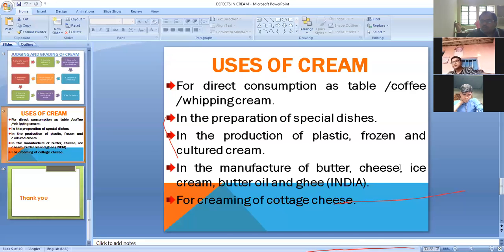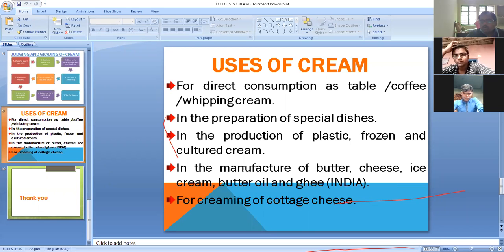In some varieties of cheese, which contain a higher amount of fat, we adjust the fat level by using the cream. Similarly, in the case of ice cream, the mix must contain not less than 10% fat. So how do we fulfil that? We add cream to the ice cream mix to meet the legal requirement.